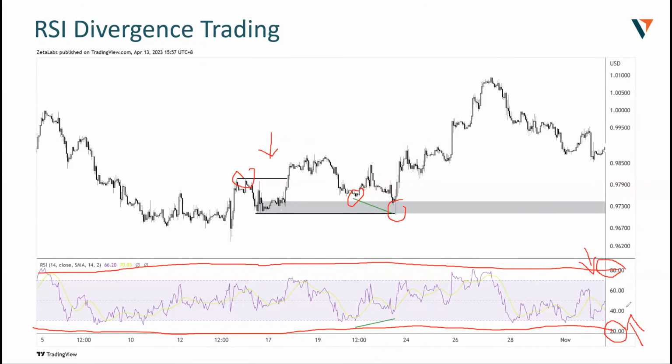a good balance between it being not as sensitive, so it doesn't generate tons of signals, because then there'll be a lot of false signals. But at the same time, you want to ensure that it's generating enough signals.